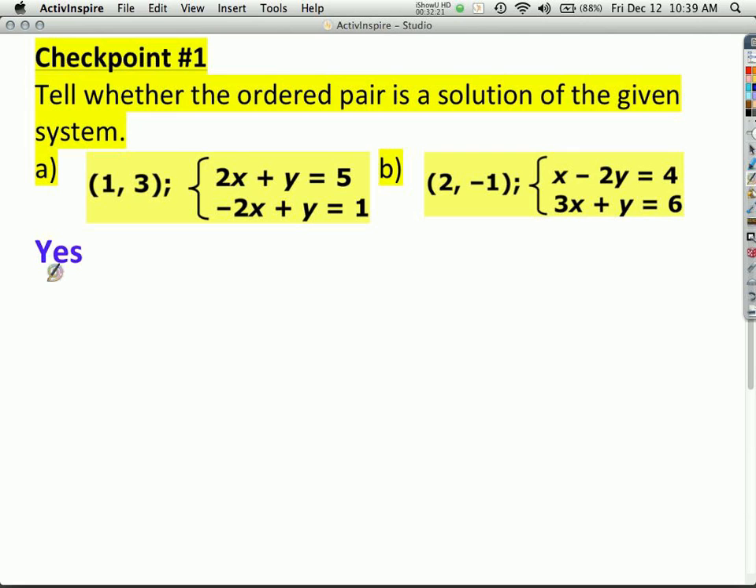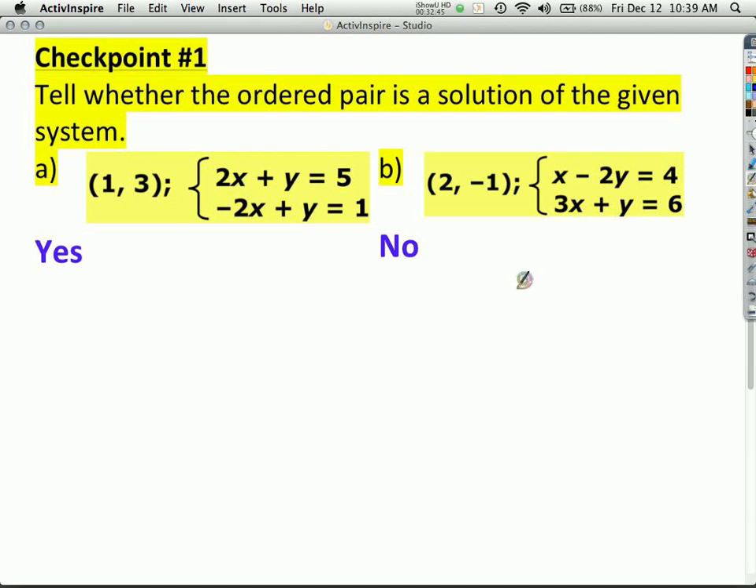Part B. Give me a thumbs up if you think part B is a solution to the system. No, it is not. So as far as I can tell, everyone got both of those questions right, but now we need to brave people. For part B, which equation does it not work for? Which equation does it not work for?